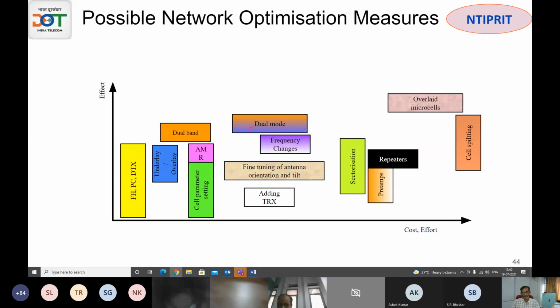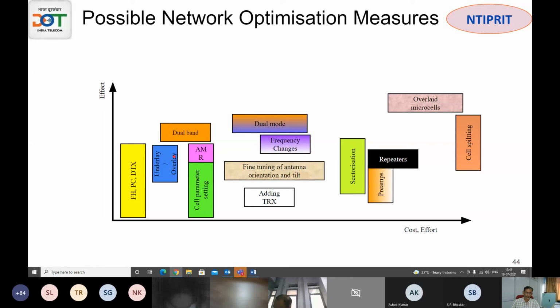At the end of the day, this is my last slide, you have got a lot of flexibility to optimize and develop your network. You can use full rate, half rate to increase the capacity. You can use power control. You can use discontinuous transmission to reduce the noise.